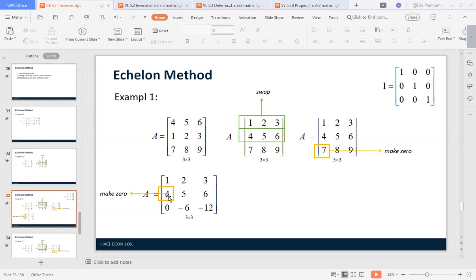So may we make this one 0? How do we make this one a 0? We can have -4 again. So a scalar -4 times this row here, and add it again to the second row. So let's have -4 times 1. That would be -4 plus 4, 0. -4 times 2, we have -8. Plus 5, we have -3 after.